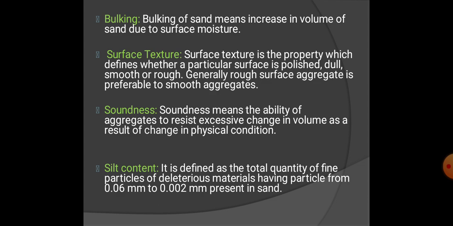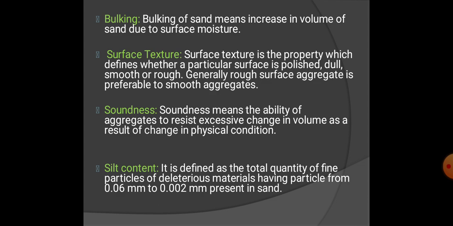The next point is soundness. Okay, this point we already discussed. So soundness means the ability of aggregate to resist excessive changes in volume as a result of change in physical conditions. That means, as I already explained, a good and sound aggregate is one which shows minimum expansion and contraction under changing temperature.